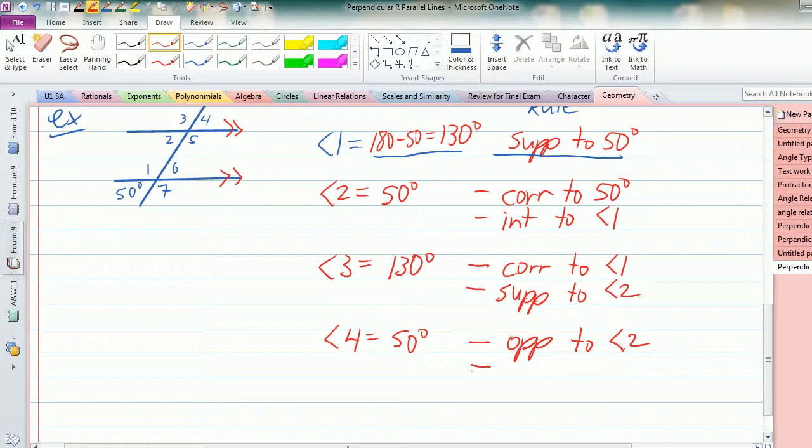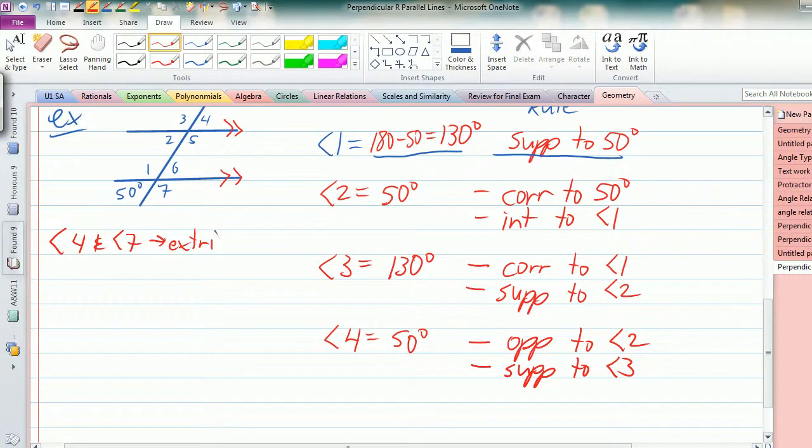Look at angle 3. Good. It's supplementary to angle 3. And that's all we know about angle 4, because 4 is exterior of the parallel lines.